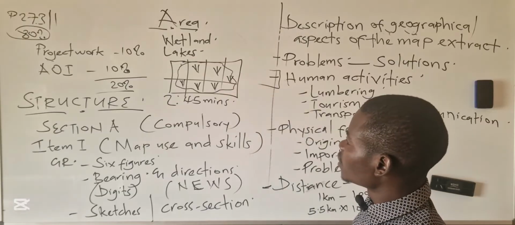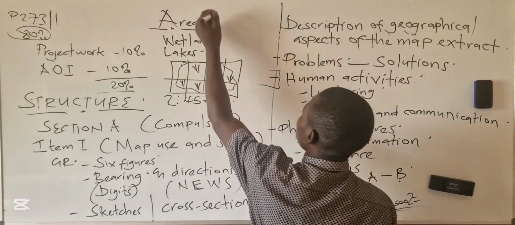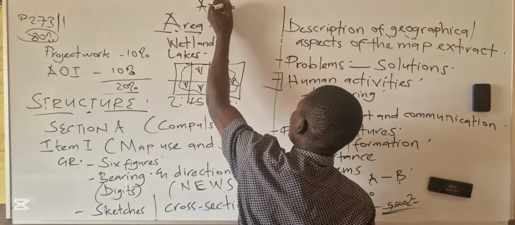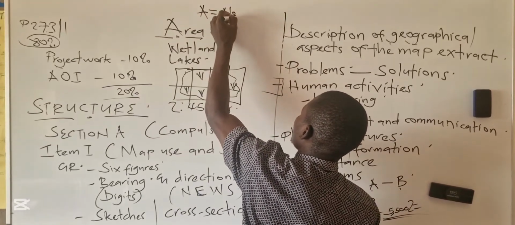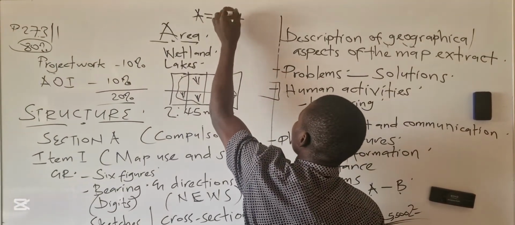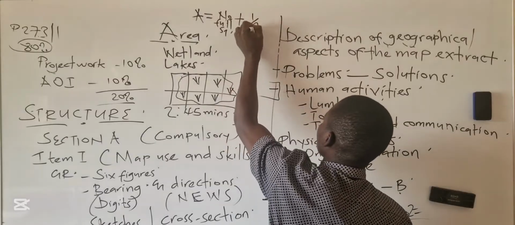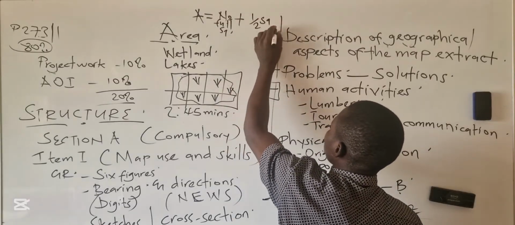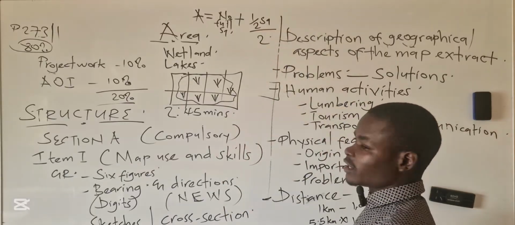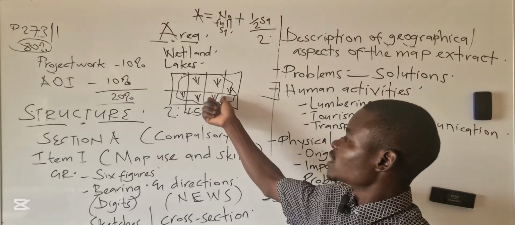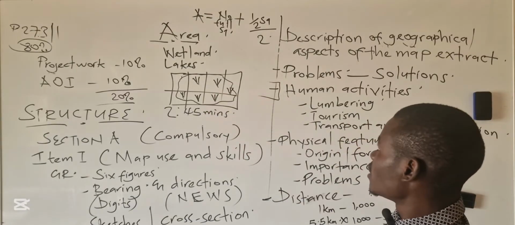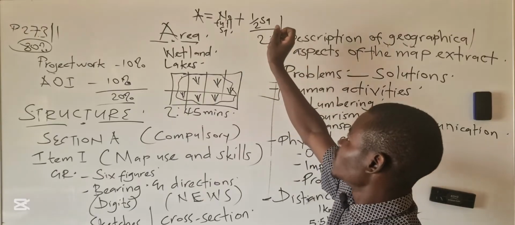So we normally apply a formula and it is very simple. Area equals the number of full squares, plus the number of half squares divided by 2. Why are we dividing by 2? Because these are not full squares, they are half squares. That is why we apply a fraction of 1/2.